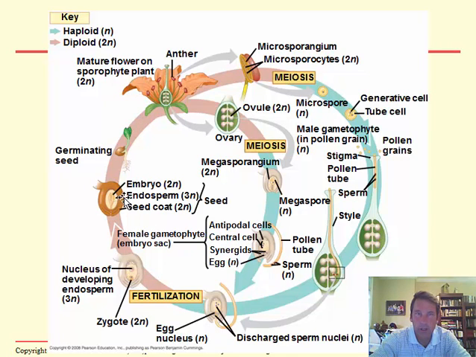The embryo is the seed. And once it starts growing, that's called germination. All right, so that's the flowering plants, and the most complex of the seed plants.